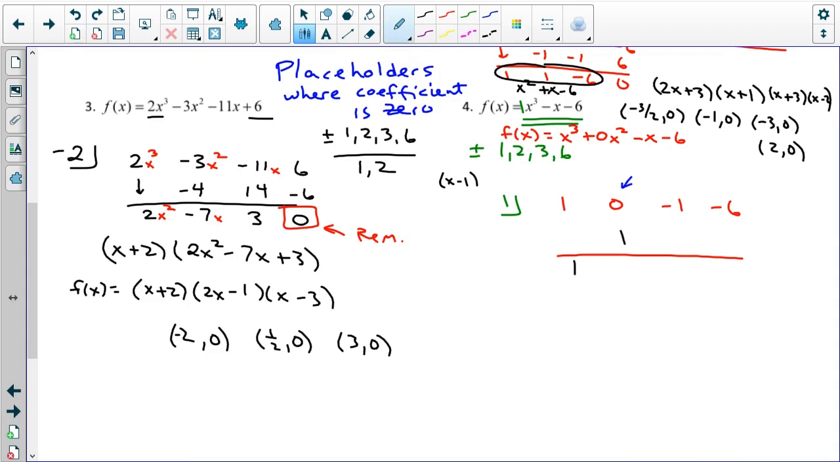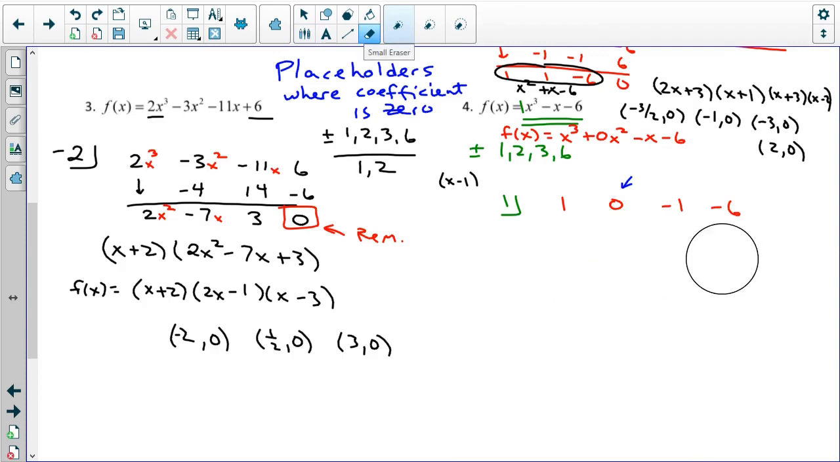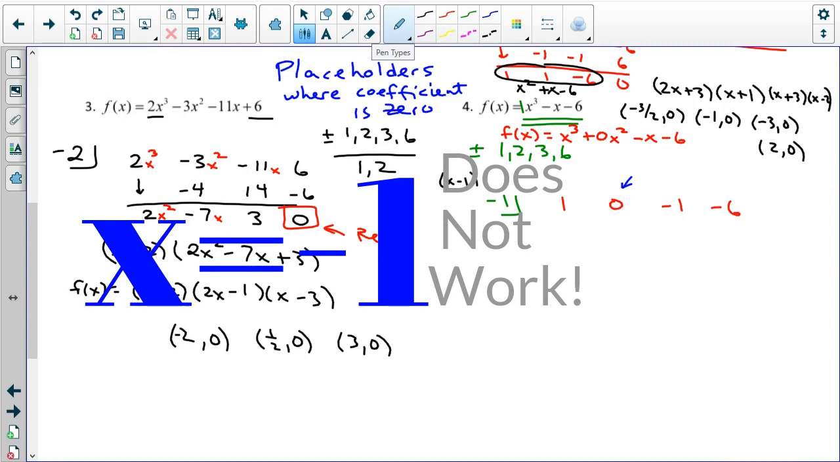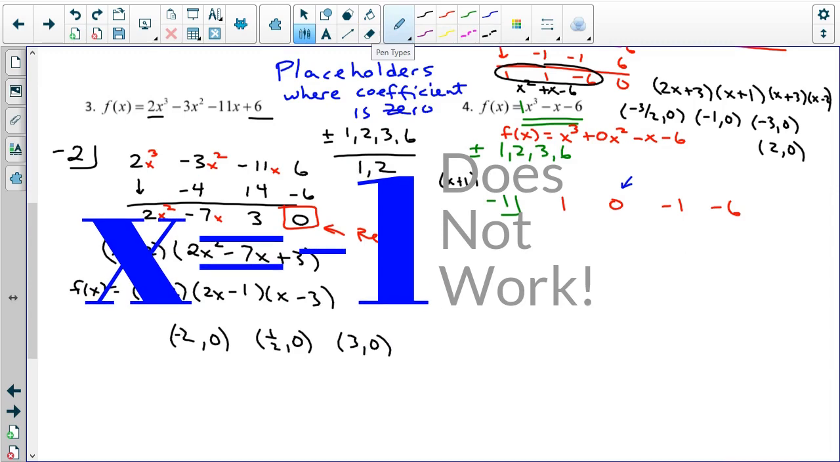1 times 1 is 1. 0 plus 1 is 1. 1 times 1 is 1. Negative 1 plus 1 is 0. This is not going to work. So I will try negative 1, which means that x plus 1 would be a root.